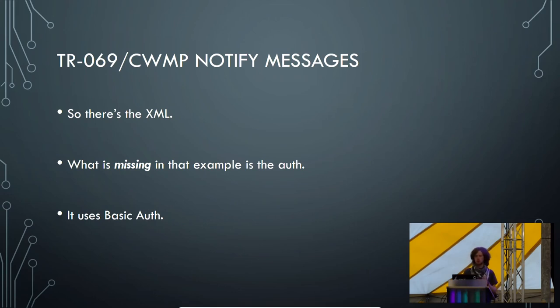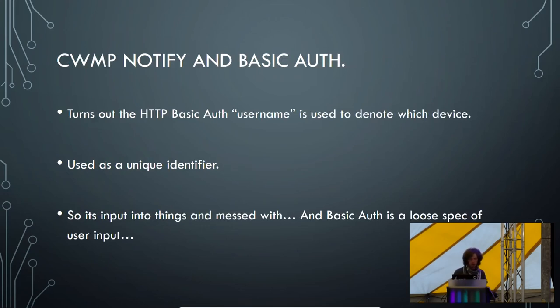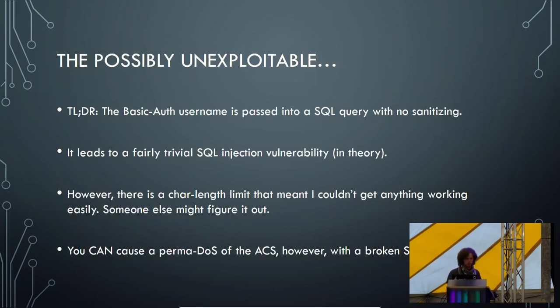And I was like, basic auth spec is pretty loose. You can put whatever the hell you want in there. So it seemed like a pretty viable fuzz target for testing various things. And it turns out that this particular ACS server used the basic auth username as a device ID, and it's used as a unique-ish identifier in the database. So this piece of input gets put through a database and a bunch of queries, shows up in the UI. There's loads of potential attack surface just in that code path. So I had a look.